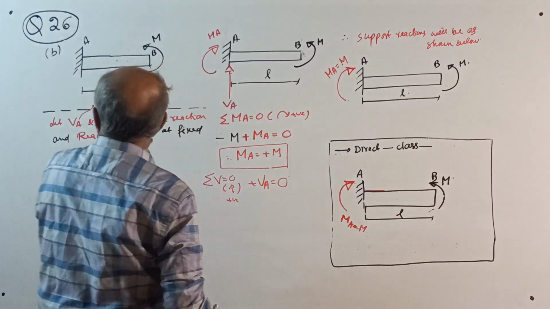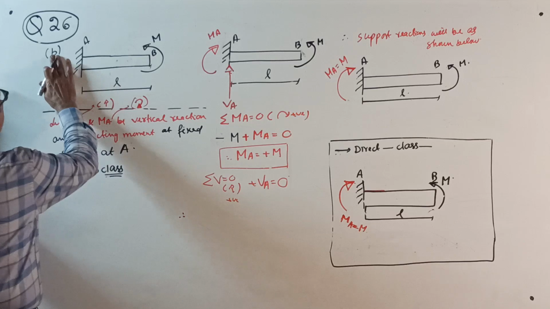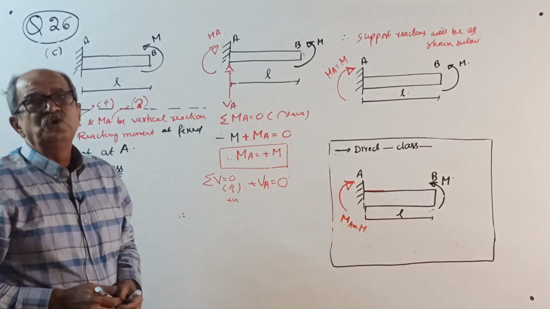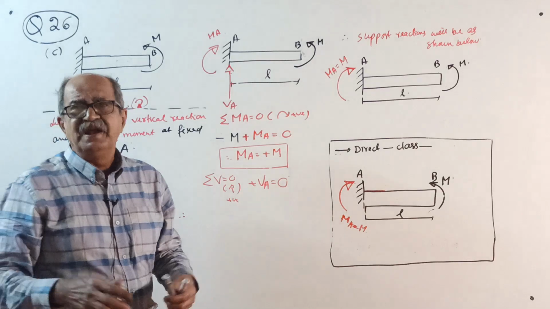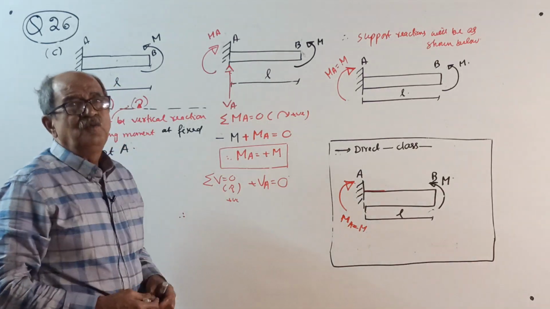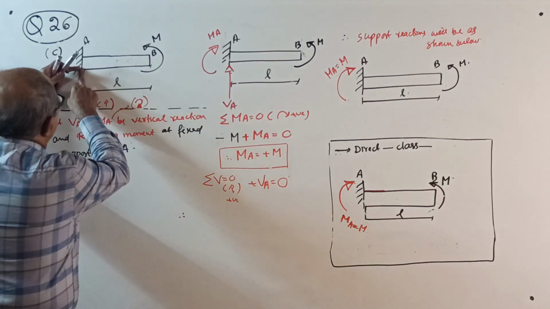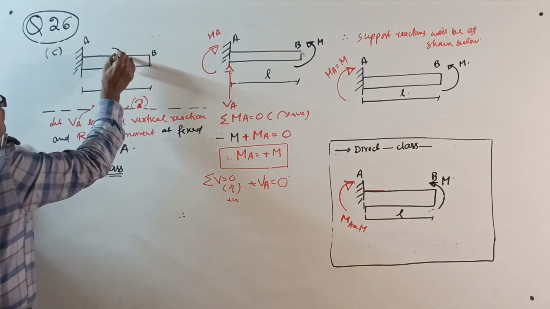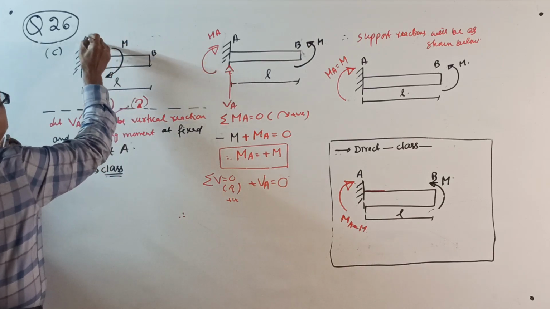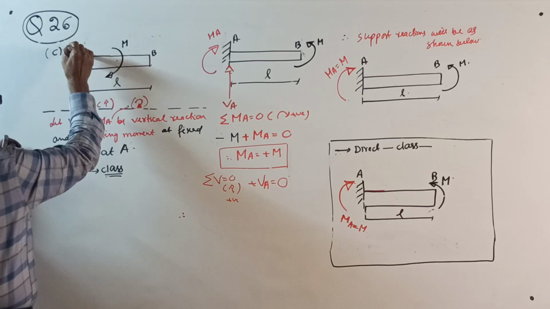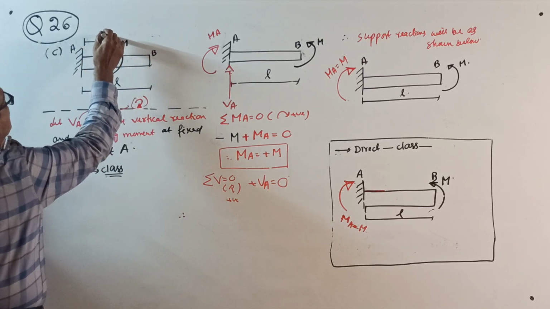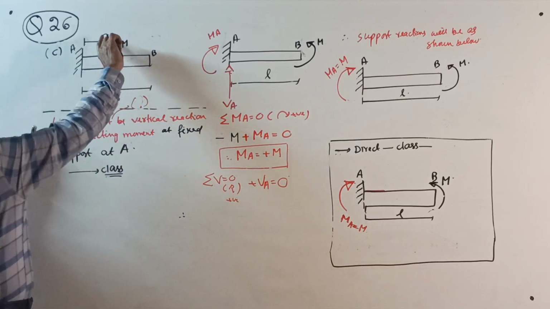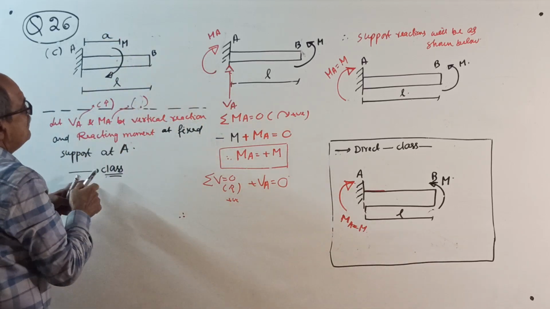Now, question number 26C. This time I am not going for a numerical question. I will do a numerical when I go for multiple couples. A cantilever beam of length L is subjected to a clockwise couple M at a distance A from the fixed end. Start. Vertical reaction up. The couple is clockwise, so the reacting moment will be anti-clockwise.